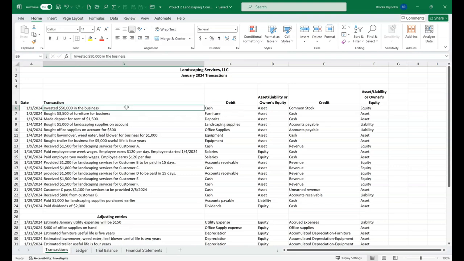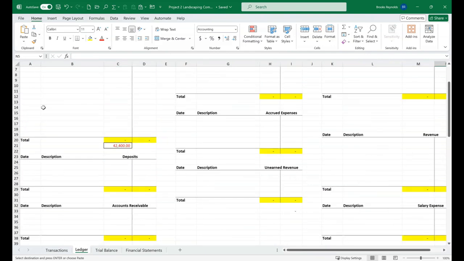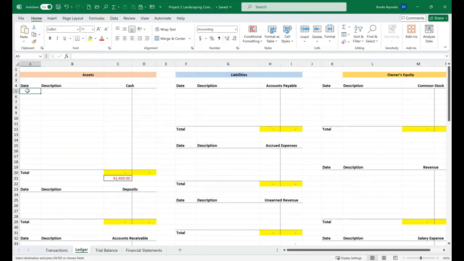So we invested 50,000 in the business. So what are we going to do? We're going to basically debit cash because it's an asset and increased by 50,000. And so then we've got to credit something, and we are issuing common stock for this investment. So we're going to credit common stock. So let's go ahead and start this. I would suggest that you just copy this, and then first it says to debit cash.